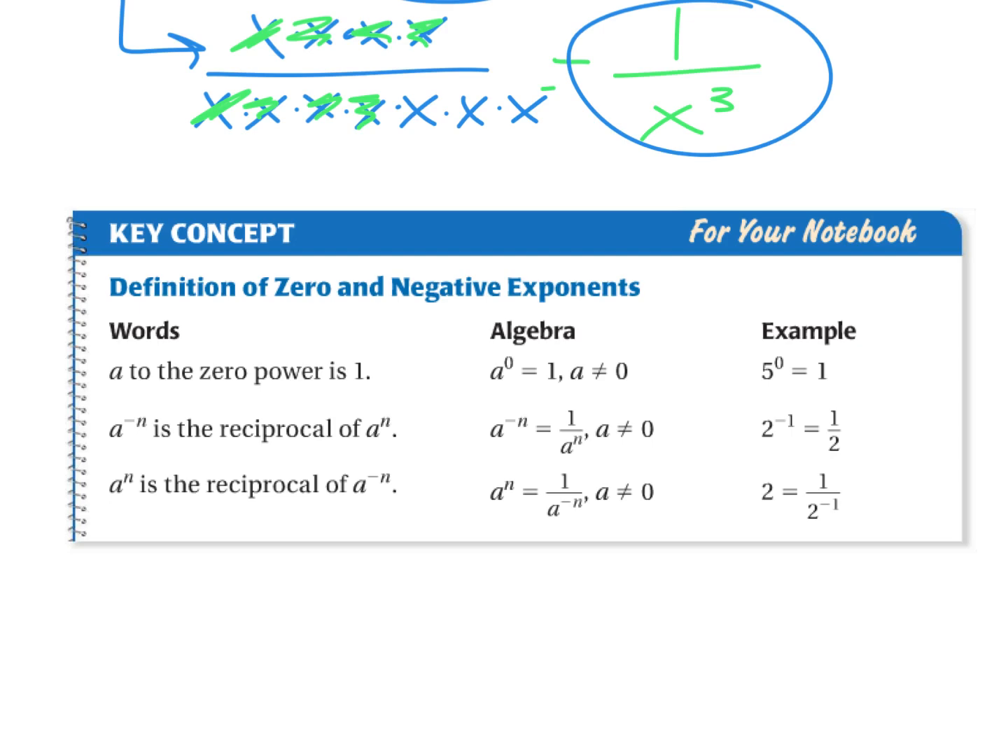So again, a to the 0 power is equal to 1. Anytime you take any base, whatever a is, to the 0 power, it'll be equal to 1, as long as you don't take 0. 0 to the 0 power, that's a little different. So 5 to the 0 power is equal to 1.